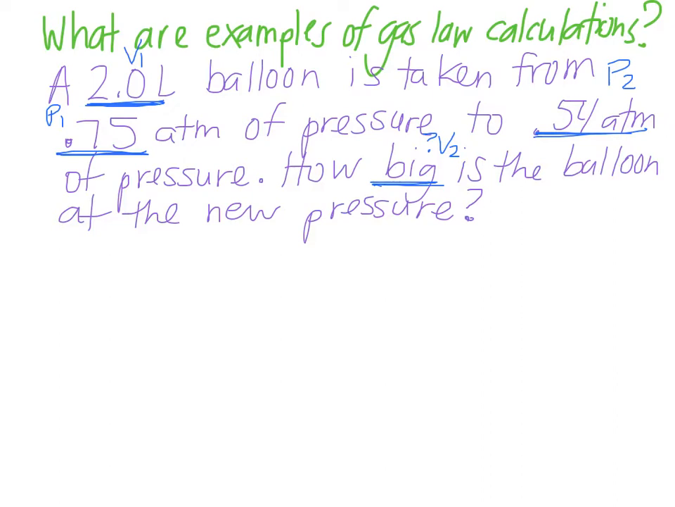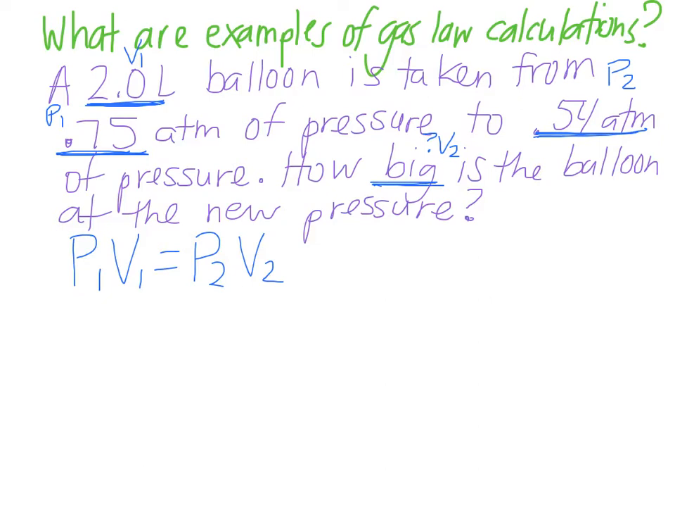So we're going to be using Boyle's law. And Boyle's law is P1 times V1 equals P2 times V2. So before we can use that formula, we need to make sure that we check our units. Volume is in liters, so we don't need to convert that. Pressure is already in atmospheres, so we don't need to do any of those conversions. So we're simply going to pull the numbers from the problem and plug them into the formula.